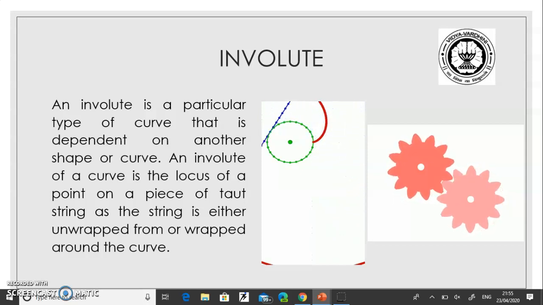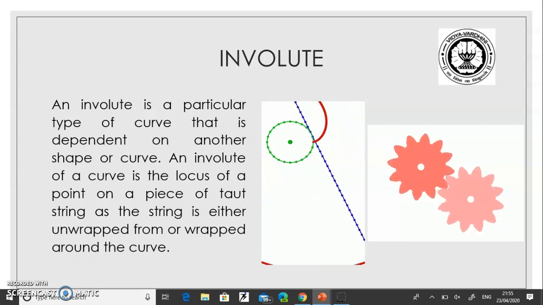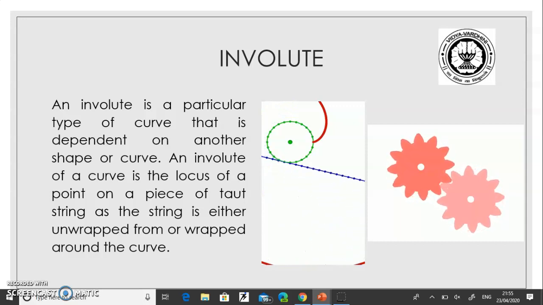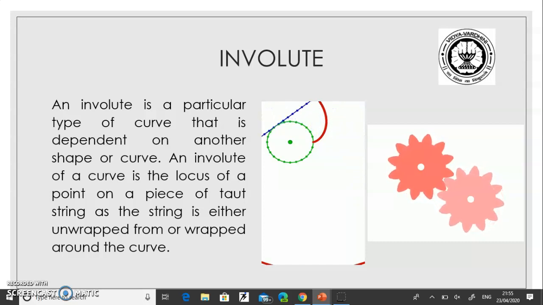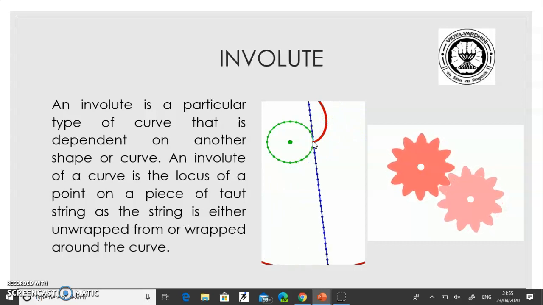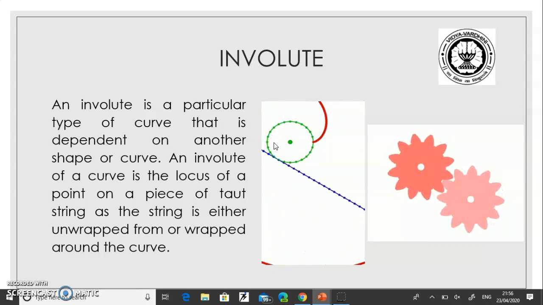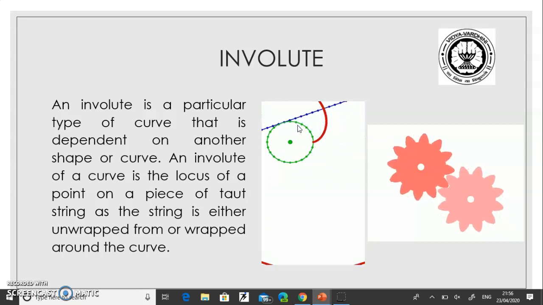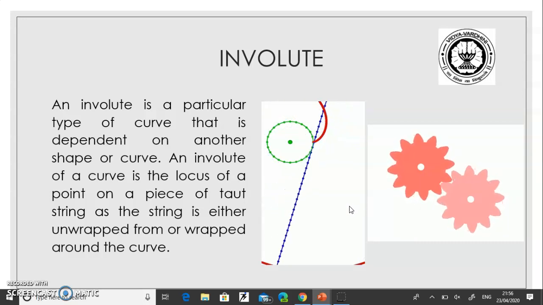What is involute? An involute is a particular type of curve that is dependent on another shape or curve. An involute of a curve is the locus of the point on a piece of taut string, meaning an inelastic string, that is either unwrapped or wrapped around a curve. You can see that this is one curve, which is a circle in this case, and there is a string which is getting wound or wrapped and unwrapped on this particular shape. The curve traced by these points will be called an involute.